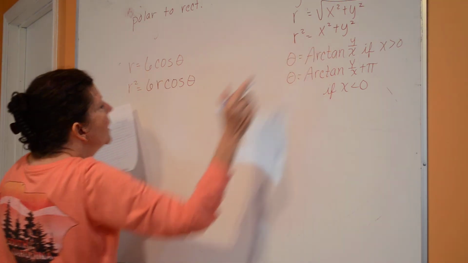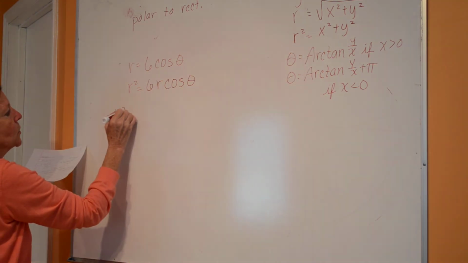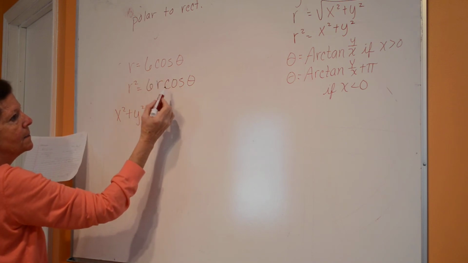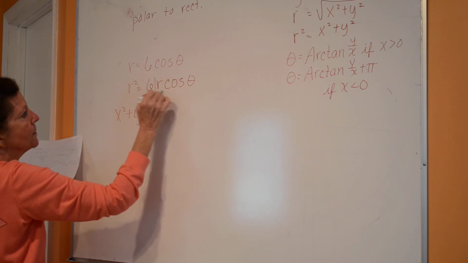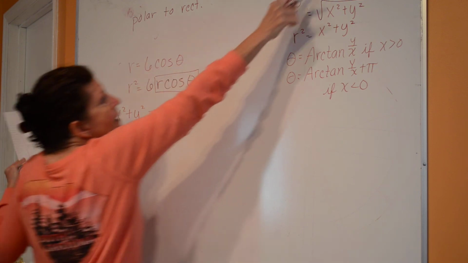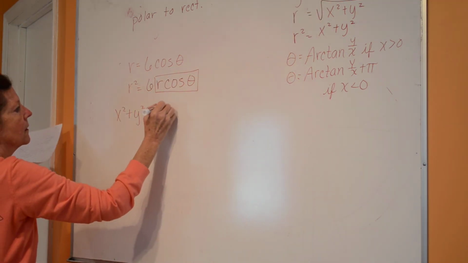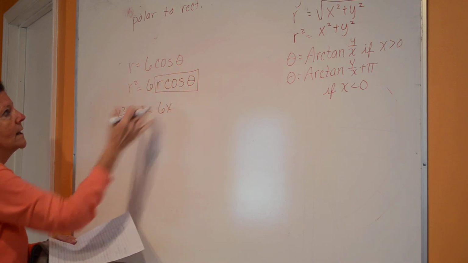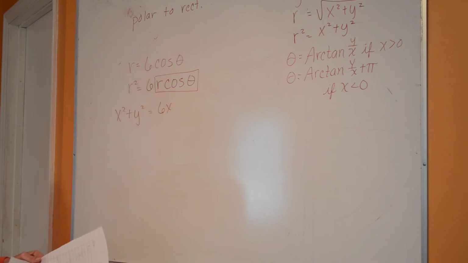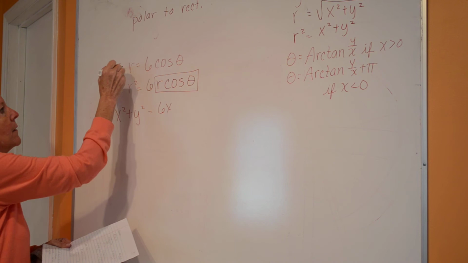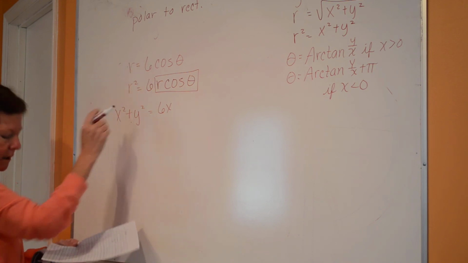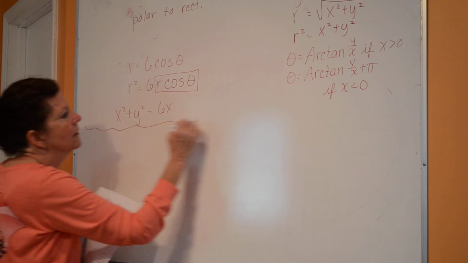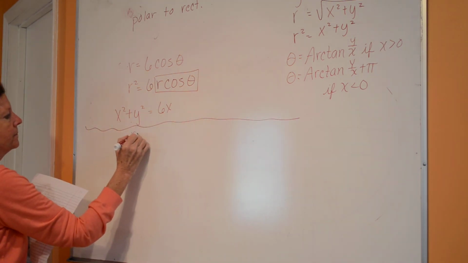Well, r squared converts to x squared plus y squared, and this part right here is the same as my x. So that's given me my answer in rectangular coordinate language. I went from polar to rectangular. All right, now let me show you from rectangular to polar.